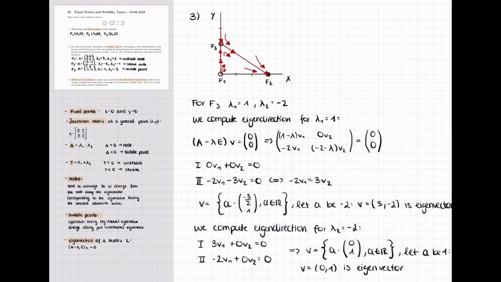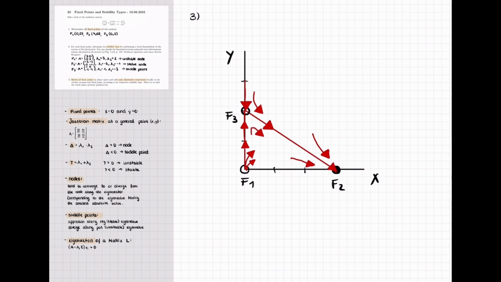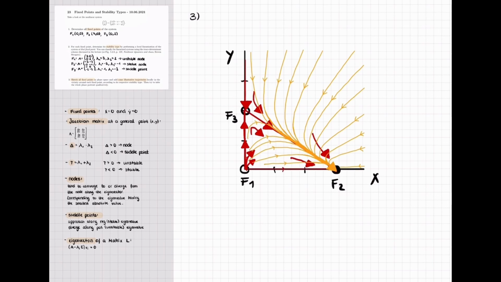Now we have plotted all fixed points with some trajectories, and one last thing that we will do is to put everything together and try to connect the trajectories to infer the whole phase portrait. If we have done this, the phase portrait might look like this. And with this, we have already finished the task, and we hope that you enjoyed watching this video. If you have any questions, don't hesitate to ask.